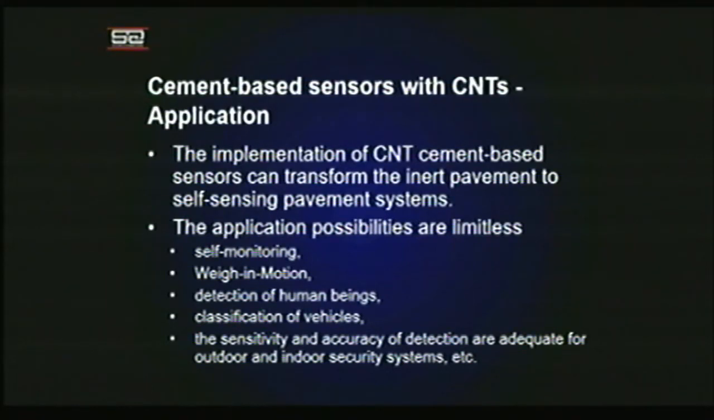That is self-monitoring, vehicle motion application, detection of human beings. When this is implemented across a zebra crossing, we can know when to allow the traffic and when not to. This can be utilized, and you can also classify based on the strain readings. The sensitivity and accuracy of detection are adequate for outdoor and indoor security.